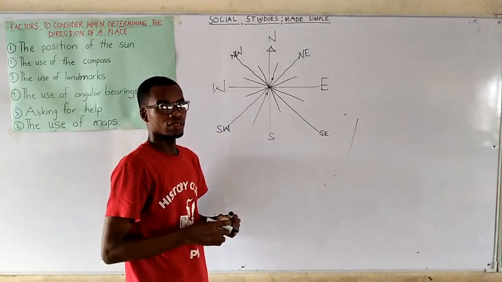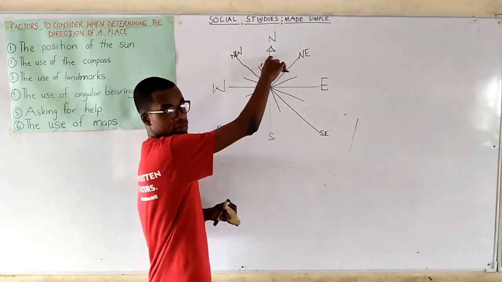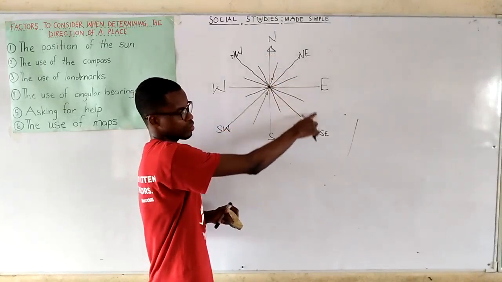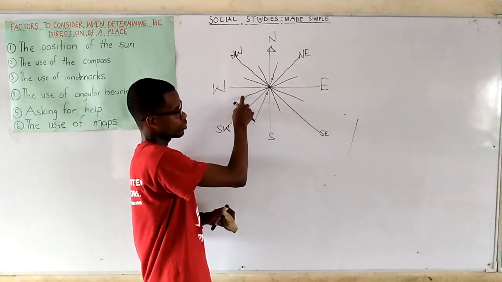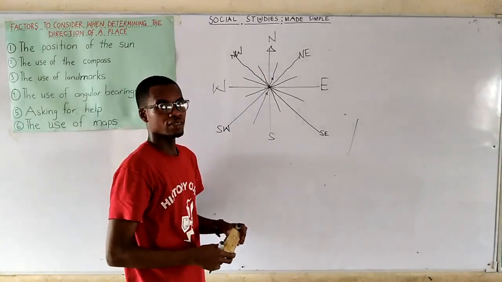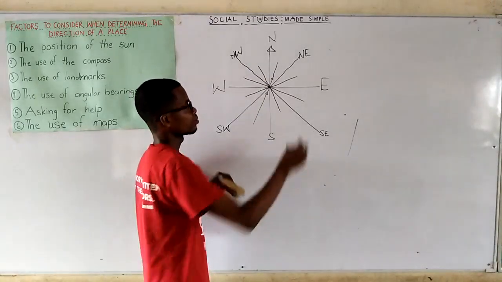Count and see if you are going to get the 16 points. 1, 2, 3, 4, 5, 6, 7, 8, 9, 10, 11, 12, 13, 14, 15, 16. So we have this. Good. So how do we name them?